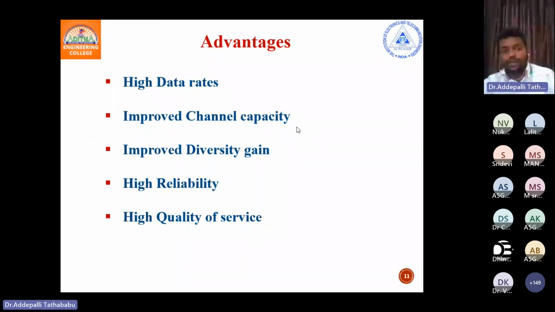Next, advantages: high data rates, improved channel capacity, improved diversity gain, high reliability, high quality. These are the main advantages and objectives of the MIMO system.